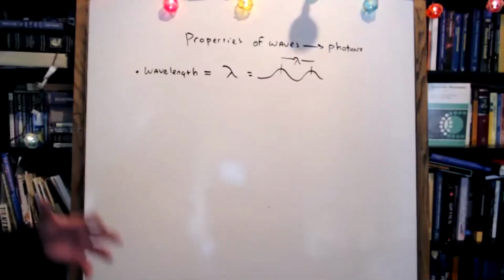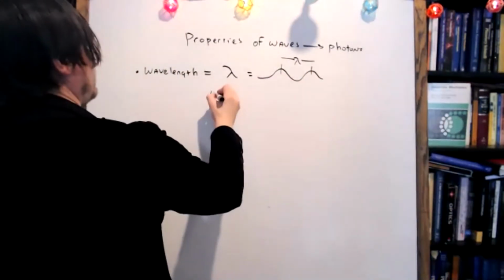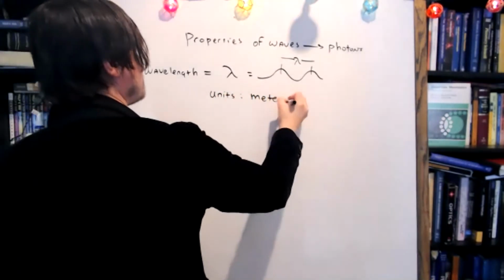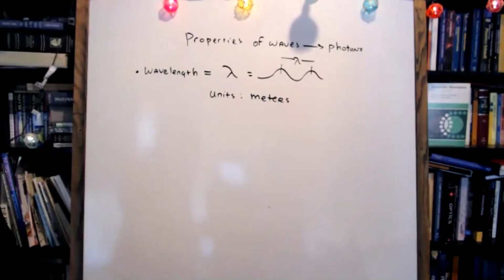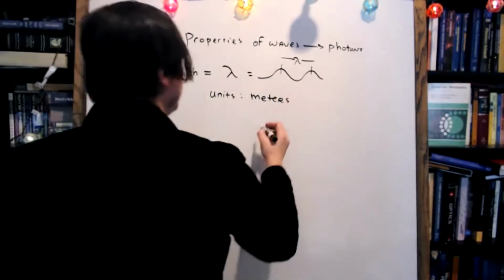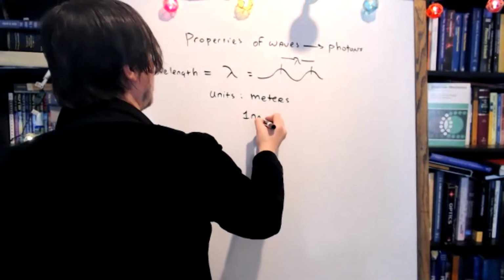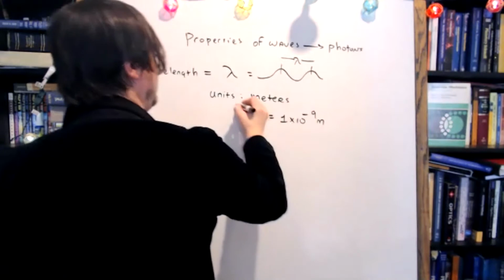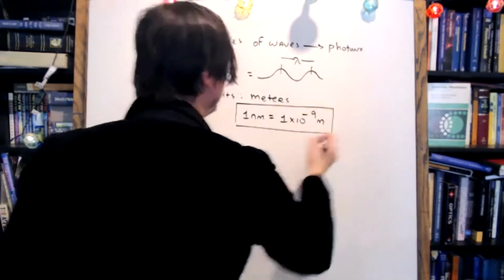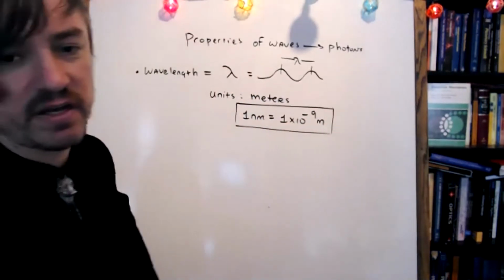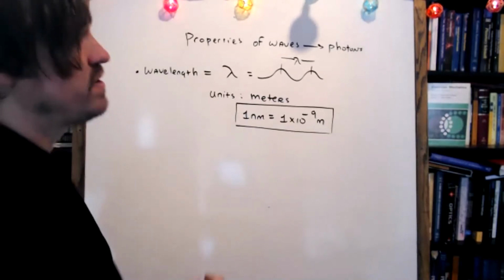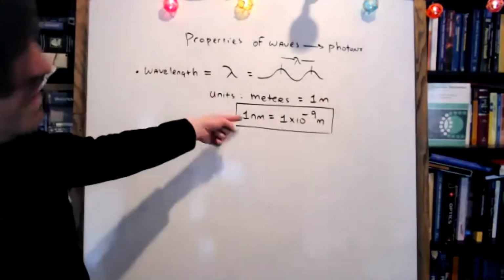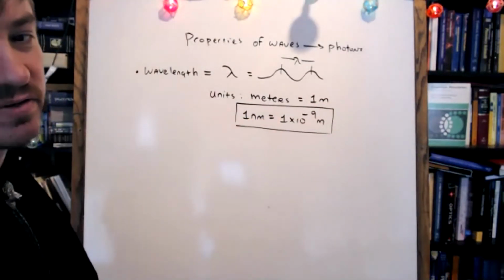It's actually a distance. So wavelength can be measured typically in units like meters. But in the case of visible light, we tend to use nanometers a lot. A nanometer is defined as a billionth of a meter, and that's going to show up in our homework today. So meters are the standard unit, but it's often more convenient to use nanometers.